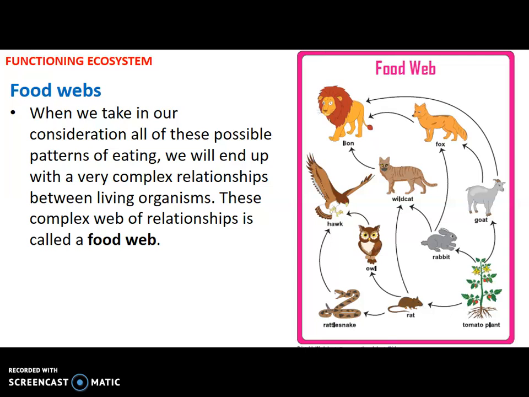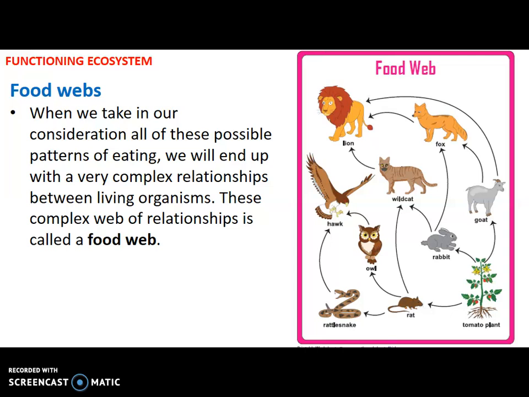So you see the interrelationship between one food chain and the other. How you will be able to see that a goat is a herbivore, the primary consumer here now. That this goat can also be eaten by a fox. A fox can be eaten by a lion.